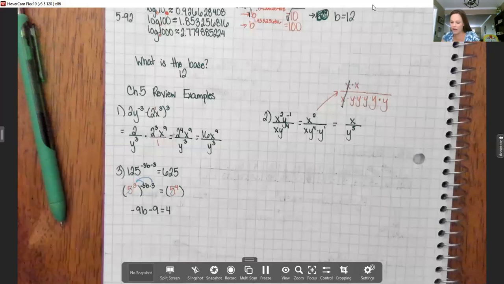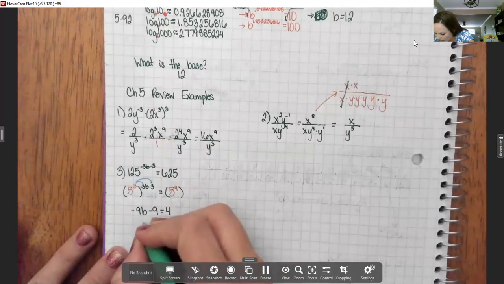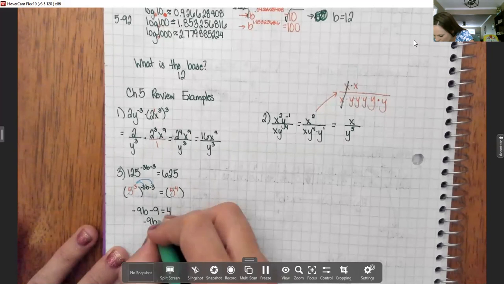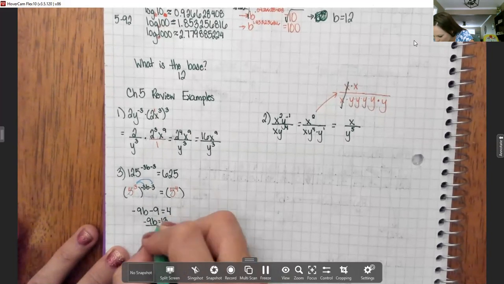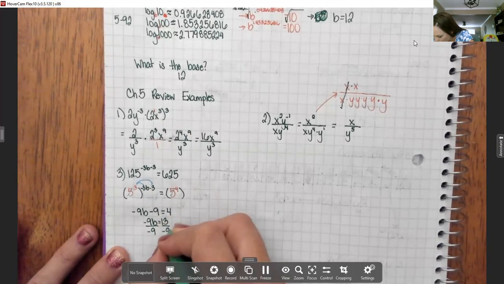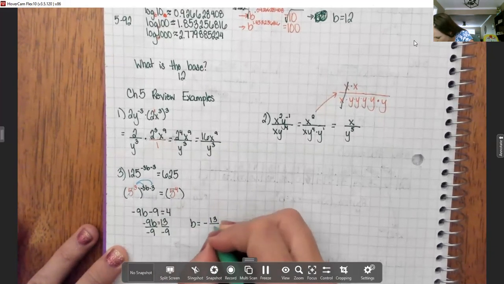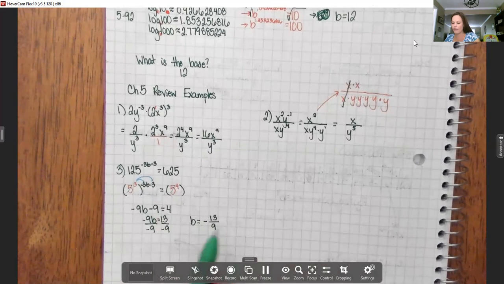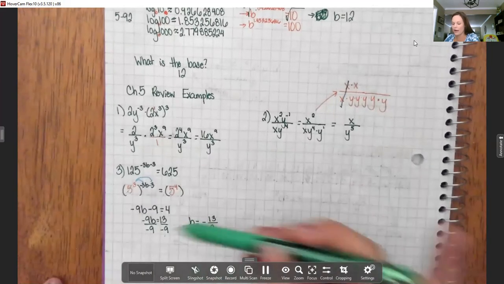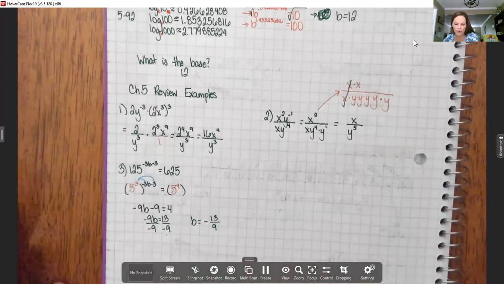And then from there, we just solve it, add 9 on both sides. Negative 9b equals 13, divide by negative 9. We get b equals negative 13 over 9. Typically, we just bring the negative out in front. We know a positive divided by a negative is a negative.